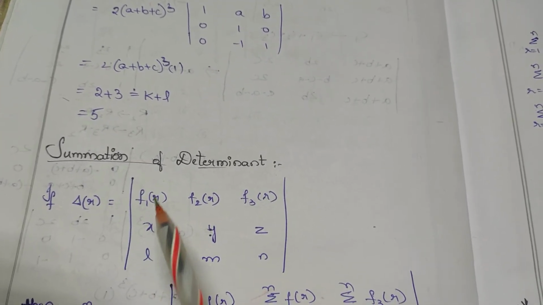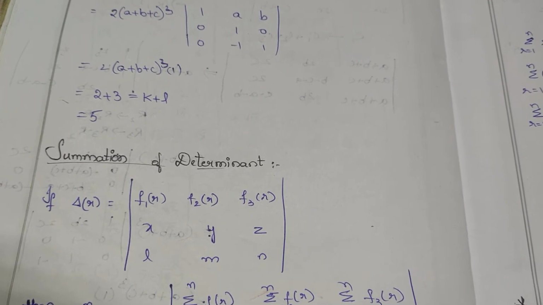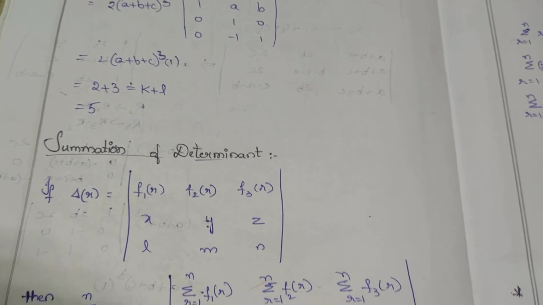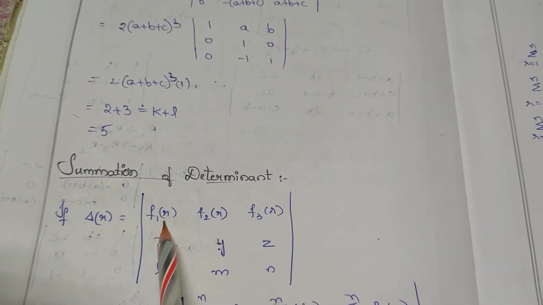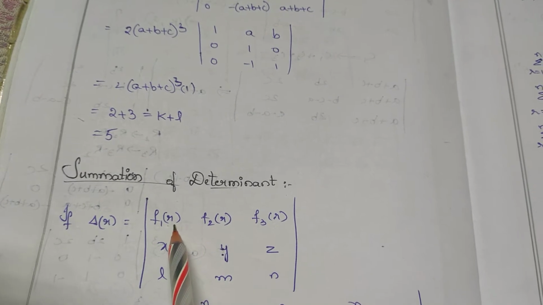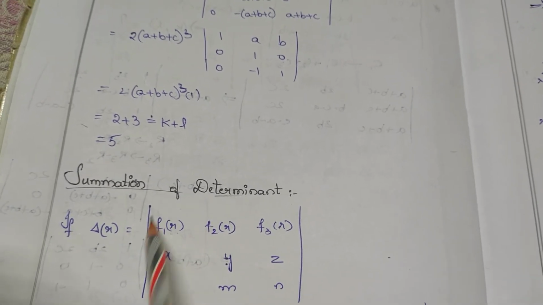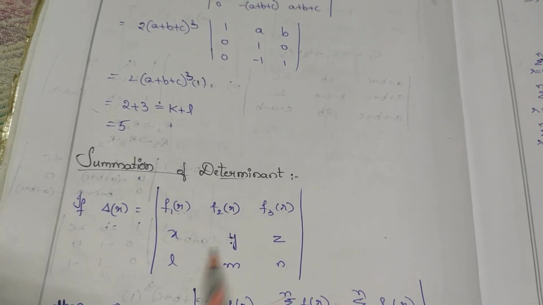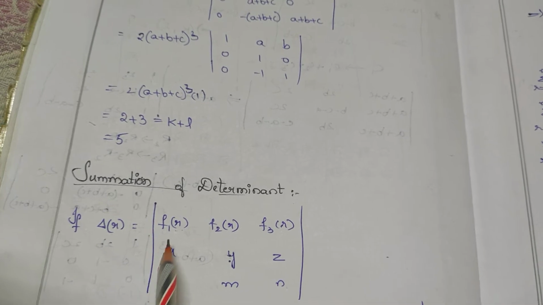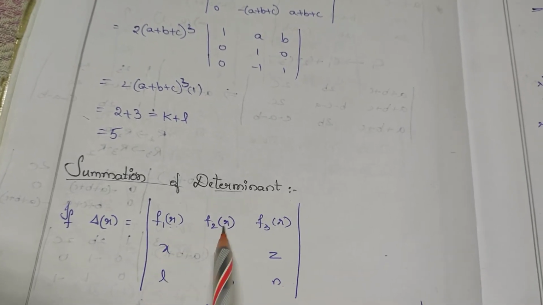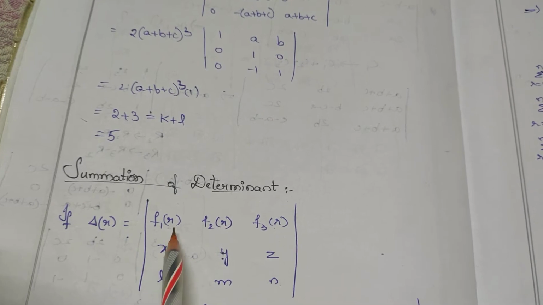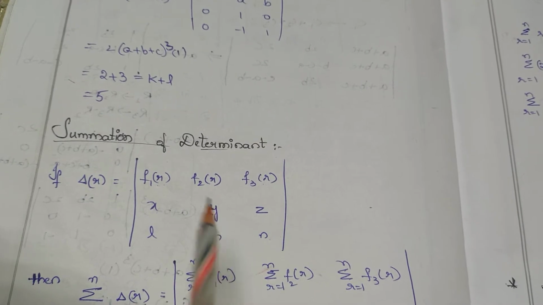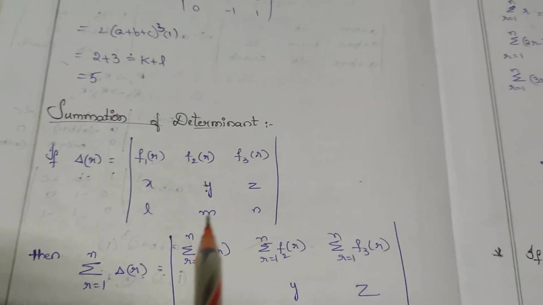Function means we know, for example, ax square plus bx plus c, or ax cube plus bx square, or any function in x. That means f1 of x is an expression in terms of x. If it is f1 of r, it is an expression in terms of r. And the second row and third row are all different. In this determinant only the first row entries depend upon r, so the rest of these two rows do not depend upon r. This is the important thing we have to understand.